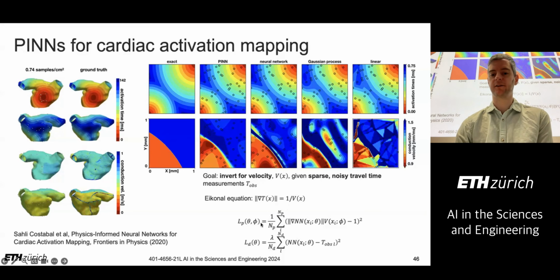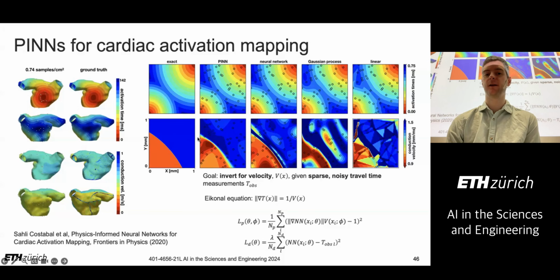And we're just going to use a physics loss here where the neural network approximates the activation time and also approximates the velocity here with these theta and phi weights. And we just match the neural network that's approximating the activation time with the observed time points that we have. So these time points in the domain here. And so what you see, this is the exact solution, and this is the result of the PINN. So the PINN is able to accurately approximate these activation times and also get a fairly good inversion of what the underlying velocity structure is.